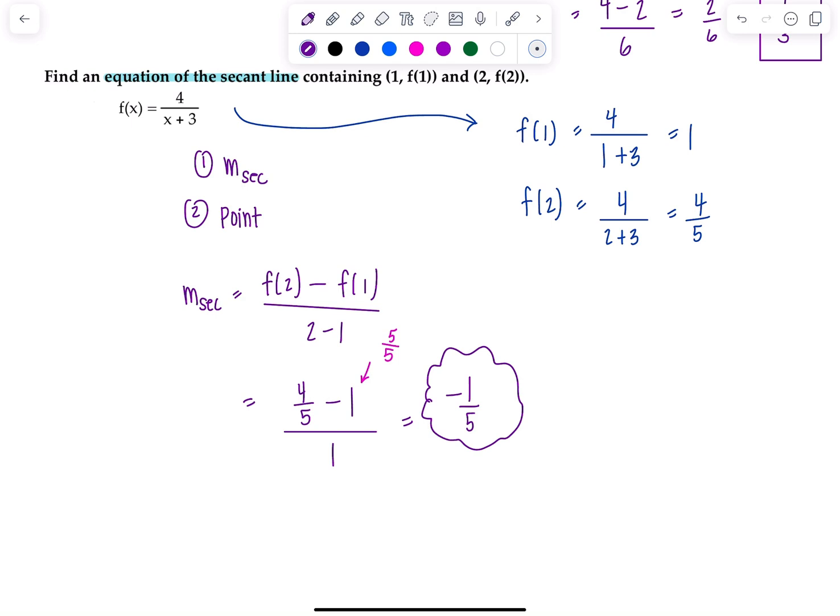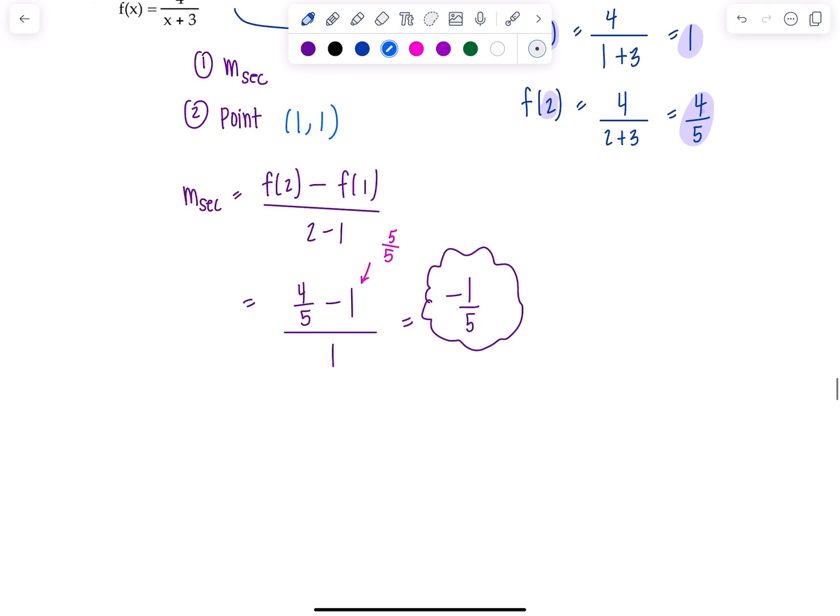And then the second thing I said we needed was a point. Well, we've got 2 points. I know f of 1 is 1 and f of 2 is 4/5. You can use either one to write the equation of the line, starting with point slope form, but pick the one that's going to make life nicer. If I were you, I would pick 1, 1 because there's no fractions in it. So we're going to use 1, 1. That's 1, f of 1. Okay, here we go. So y minus y1 equals m times x minus x1. This is my x1, y1 basically. So we'll have y minus 1 equals negative 1/5 times x minus 1.